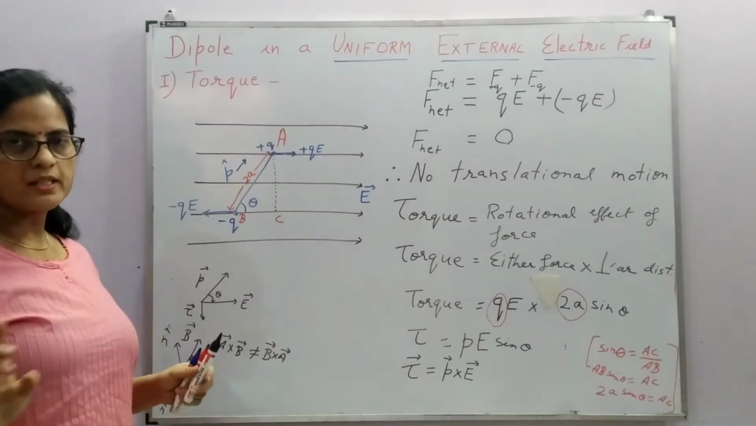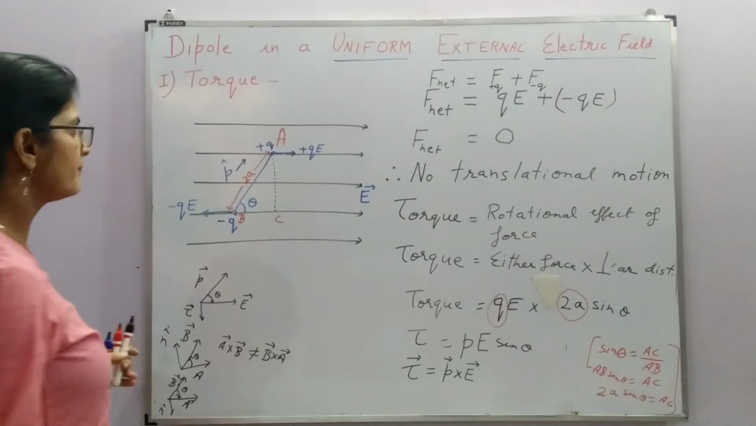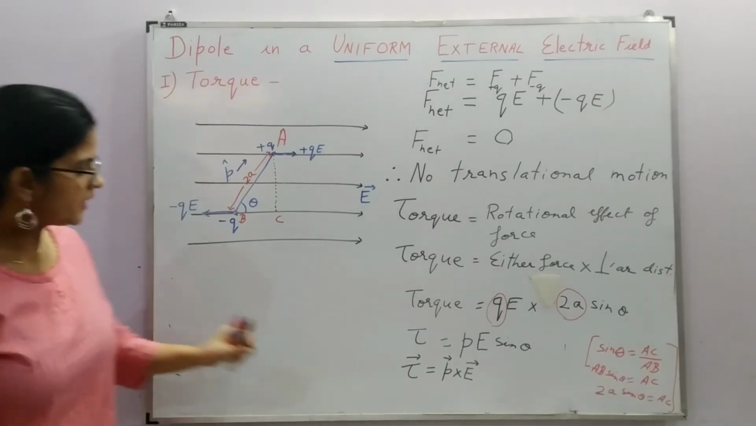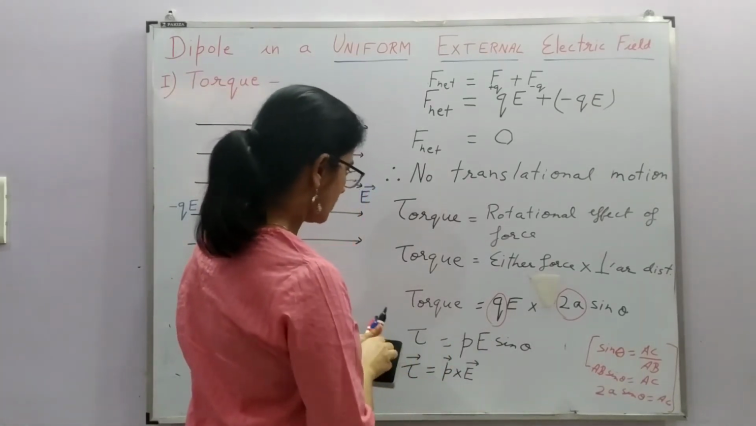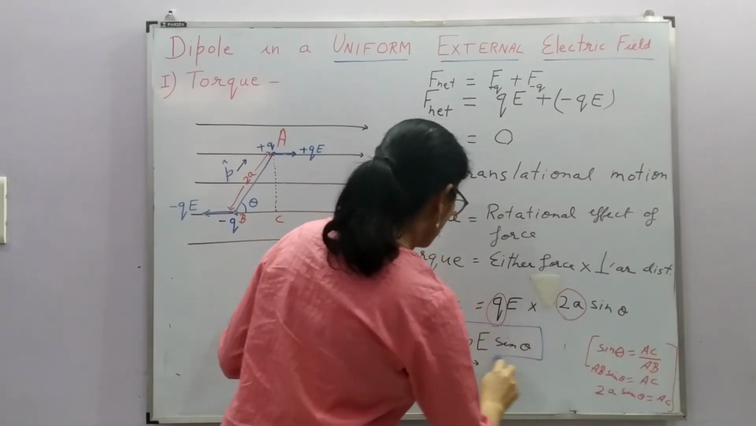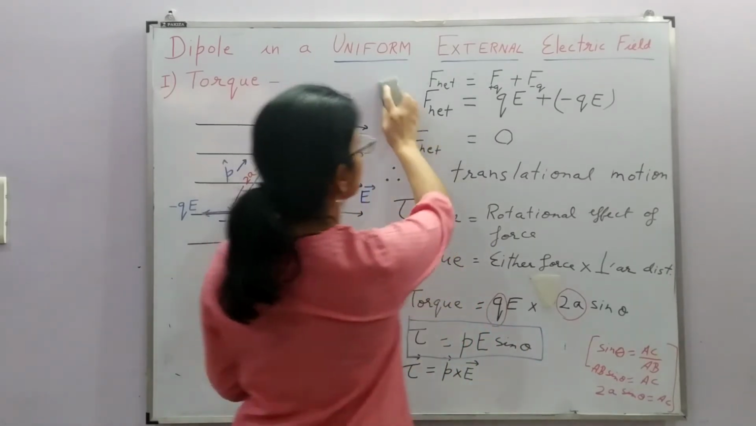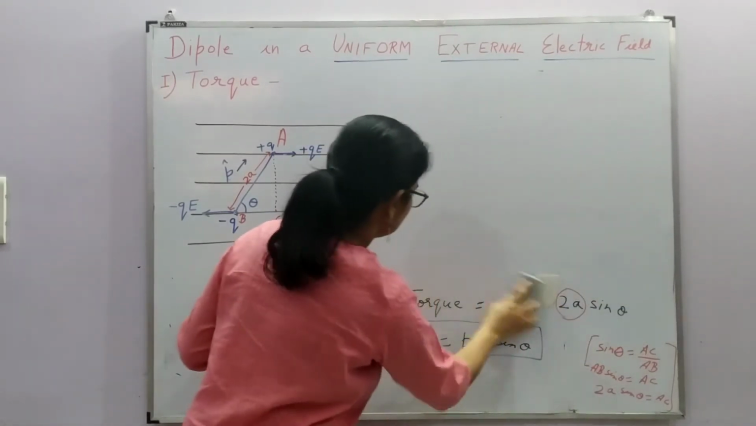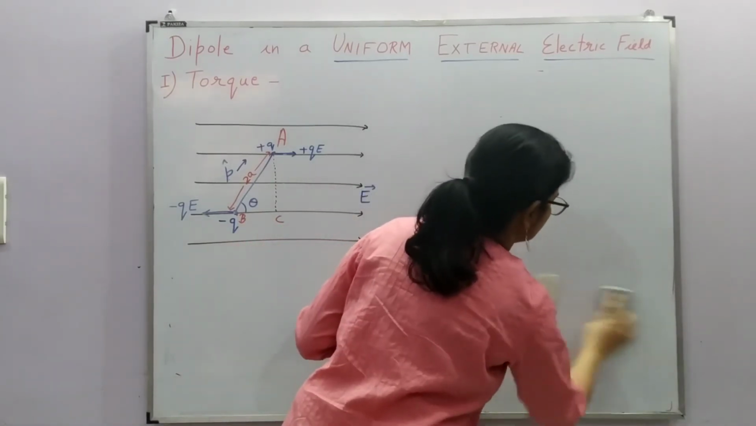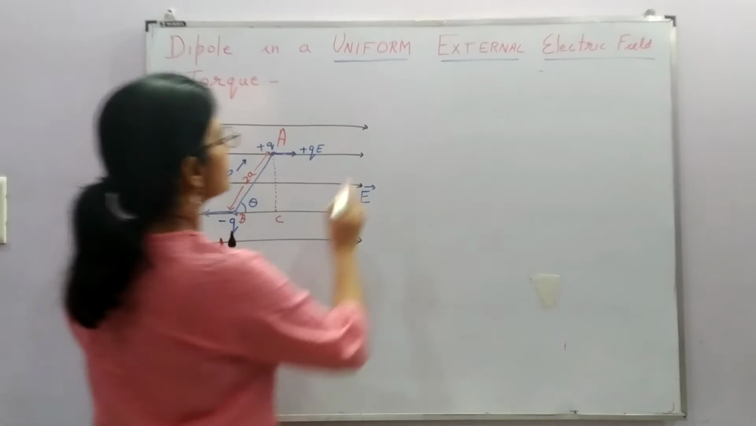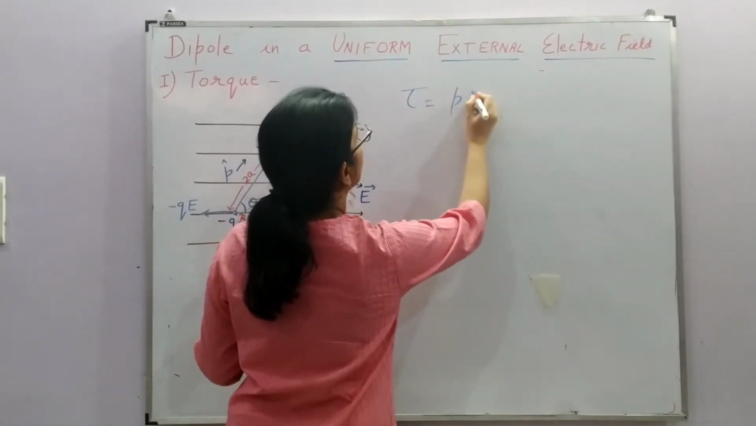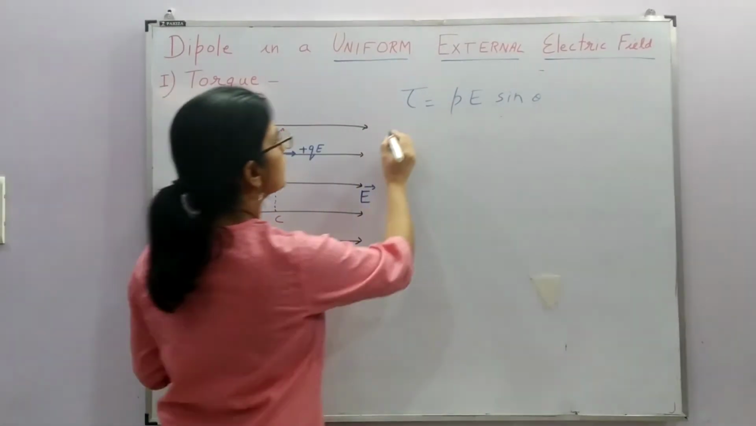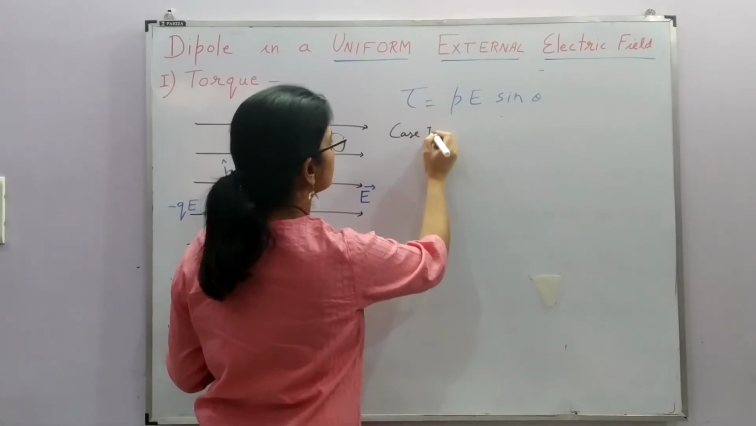So now we have to consider different cases of torque. So this I'm rubbing, we don't need this now. So we will need only the formula part. So let's keep this formula in the box, right? And then we will use this formula for the different cases. Torque is PE sine theta.